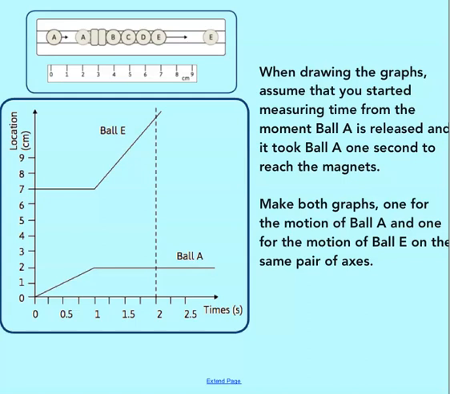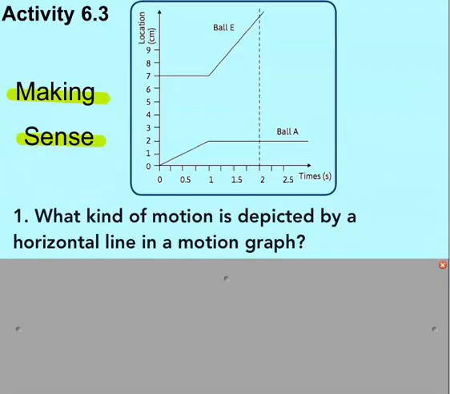How did you do? Were you able to get it right? Are we able to think through this and be able to graph data? That way, if you see something similar to this on a test, you can take care of it and do a good job at it. All right, so moving on, go ahead and answer the making sense questions.